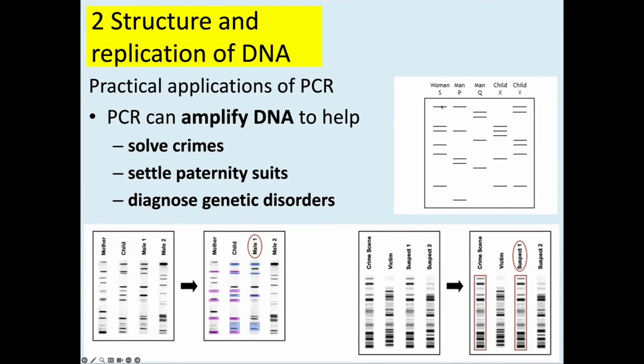So we've got the mum there, the woman S, and we've got two men who are the potential fathers, and we've got two children as well. So what we're going to do is we're going to work out which father is the father of each of the children. So each of these little strands here, each of these little lines represents genes which belong to the parent. And those lines represent the genes that belong to the child.